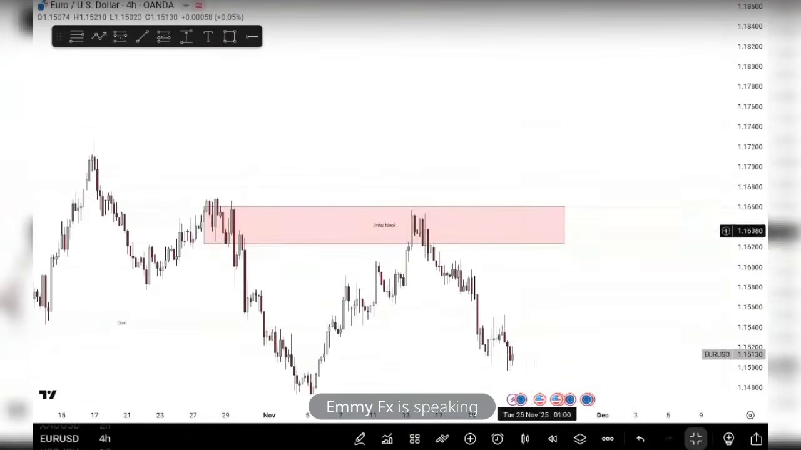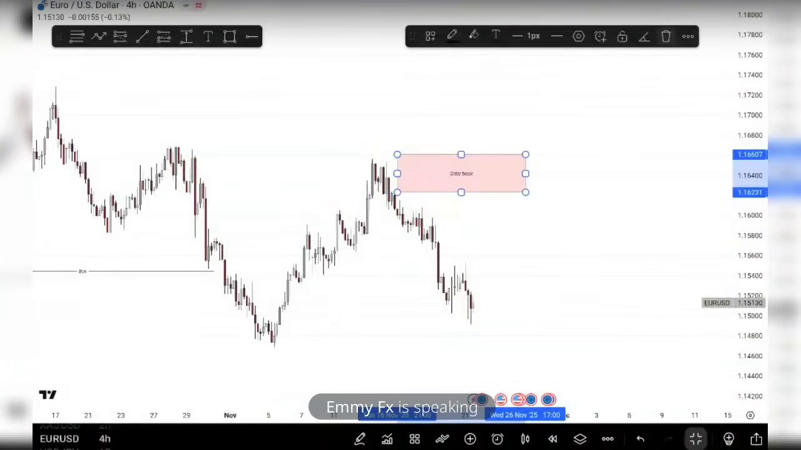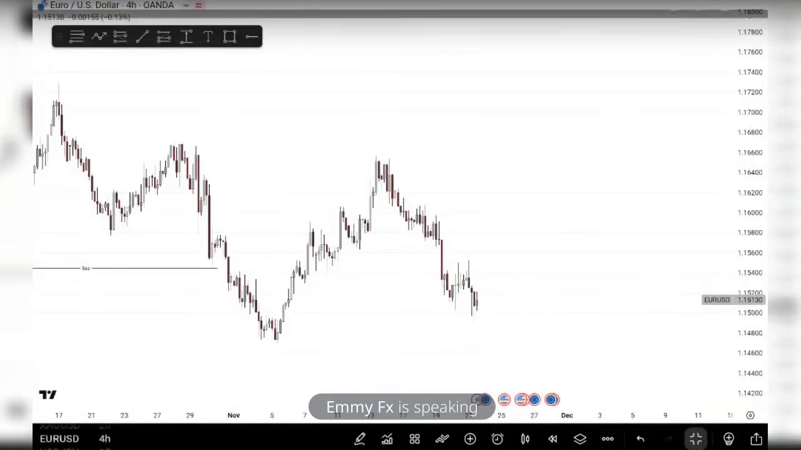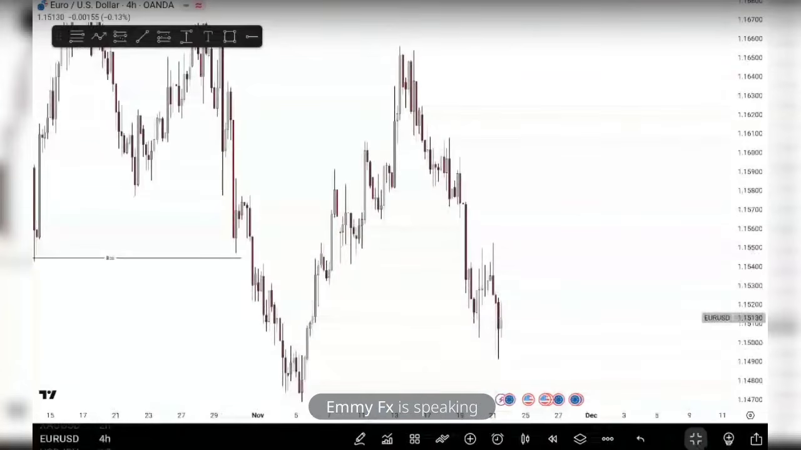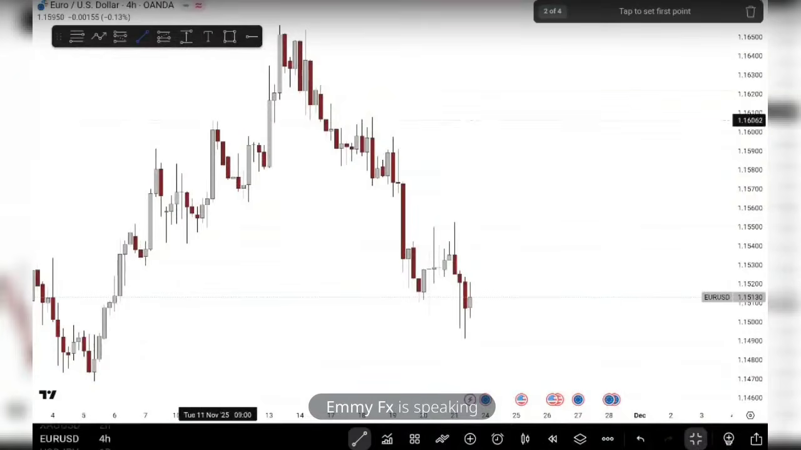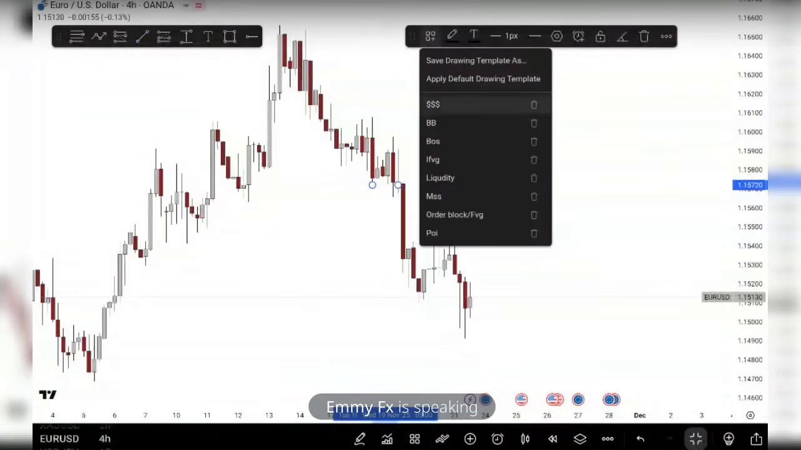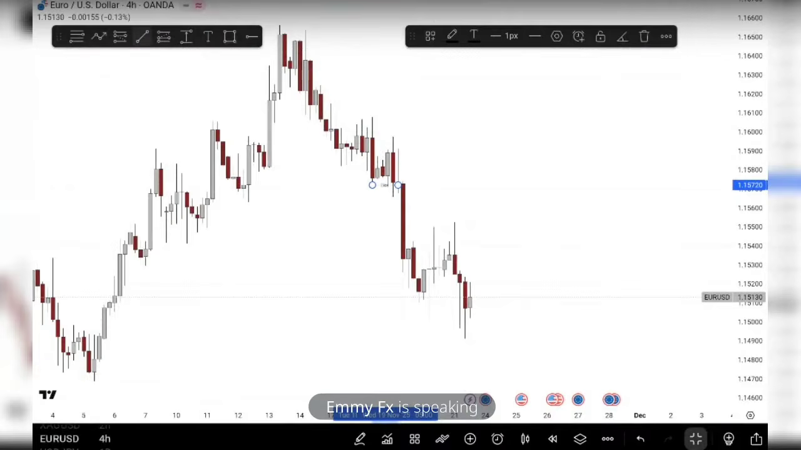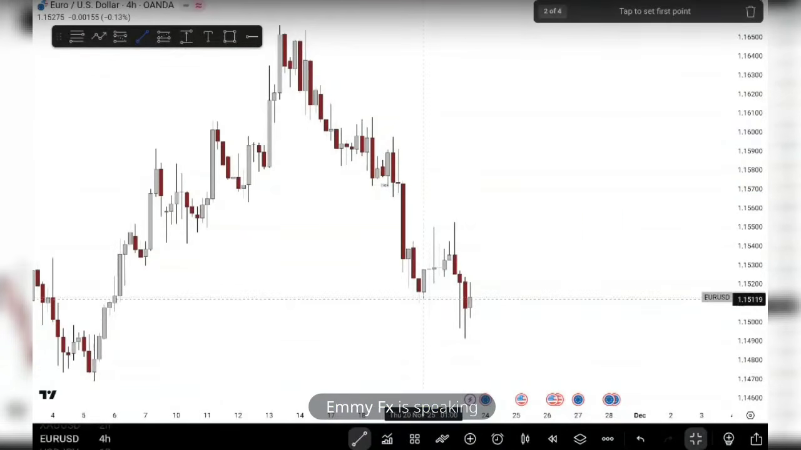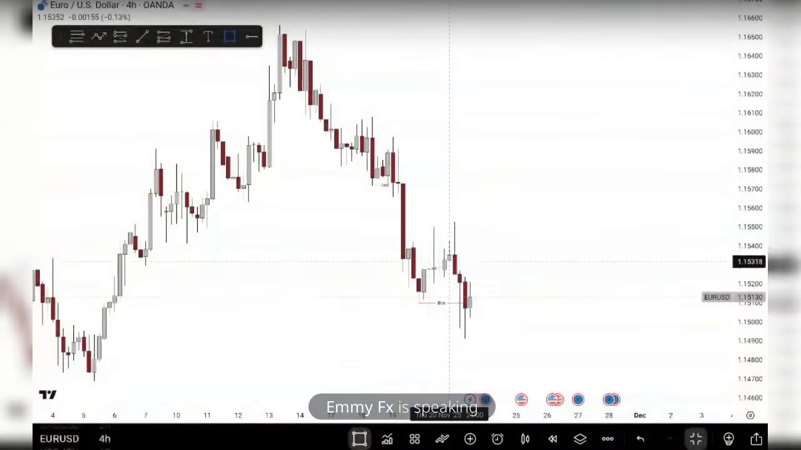All right, in my 4 hour time frame, I'm going to call out the recent structure. Let me zoom in. We have this break of structure to the downside. From here, we also have this break of structure to the downside. And this is the other block that caused the break of structure.